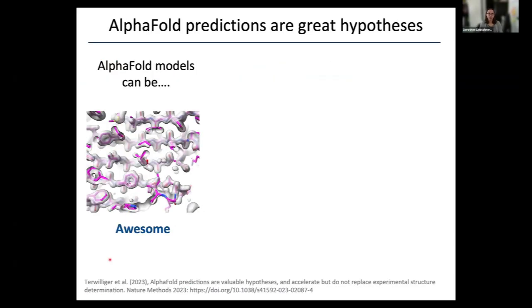So to summarize, these AlphaFold predictions are great hypotheses because they can be really awesome. Here in this picture on the left, you see an experimental map. I don't remember if it's crystallography or cryo-EM, but in pink, you see the AlphaFold prediction. This is just a prediction put into that map without any refinement or anything. And you can see that there's really a striking correspondence, right? The side chains are almost exactly everywhere in the map.